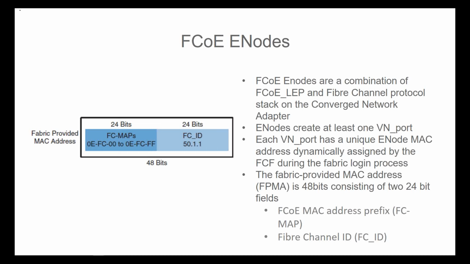There are 256 FC-MAP values that are available, in order to be able to provide unique Fibre Channel ID addresses. The recommendation is to not build different fabrics into the same VLAN for FCoE, just to avoid duplicates and to ensure that the FCID addresses are unique.